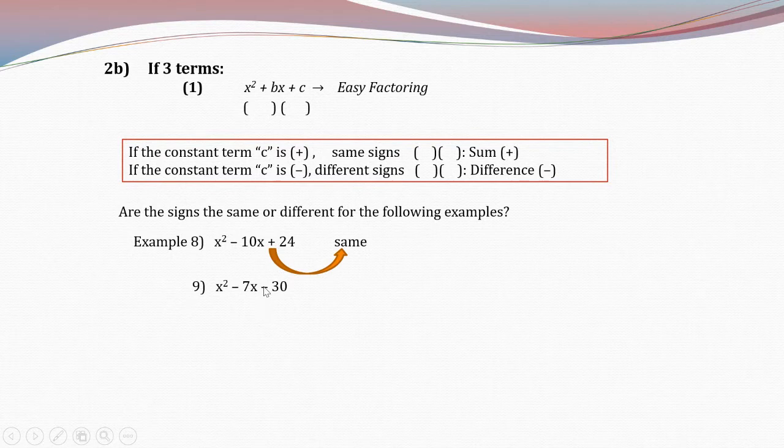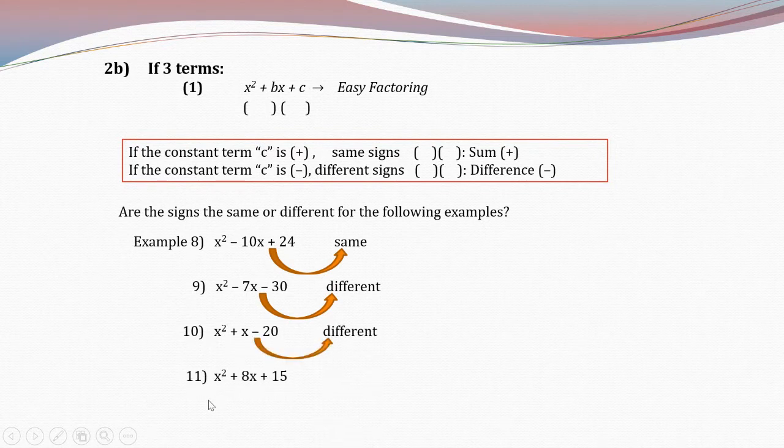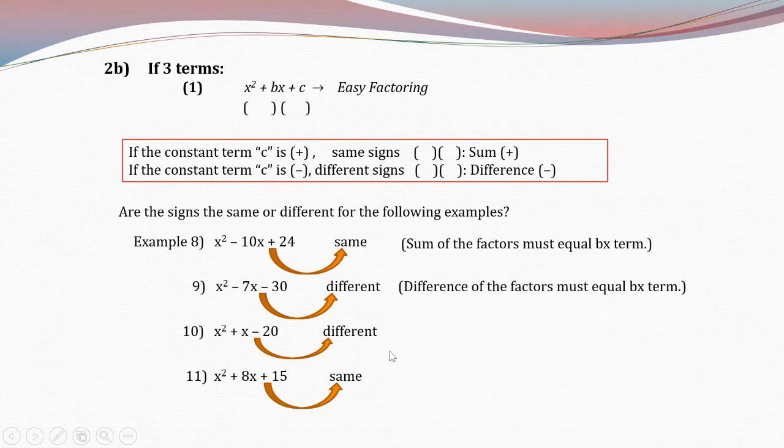Example 9, the constant term is negative, so they're going to be different. Number 10, negative, it's going to be different. Number 11, the constant term is positive, so that's going to be the same. Now I'm going to factor out these 4 problems on the next slide. The same means the sum of the factors must equal the bx term. For different signs, the difference of the factors must equal the bx term.